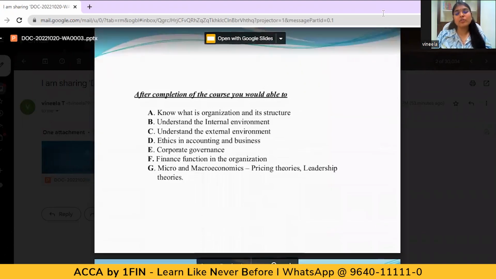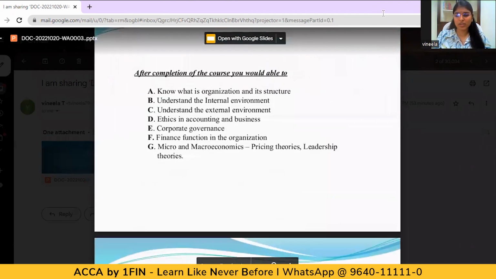So what knowledge will you gain after the completion of this course of Business and Technology? You will know what an organization is, its structure, its internal environment, its external environment, ethics in accounting, corporate governance, the finance function, and how the finance function maintains a good relationship with other functions in the organization like the sales function, purchase function, procurement function, and cash management. All this will be learned in this paper itself. And we'll see the micro and macroeconomics part, leadership theories, motivational theories, and various other theories.